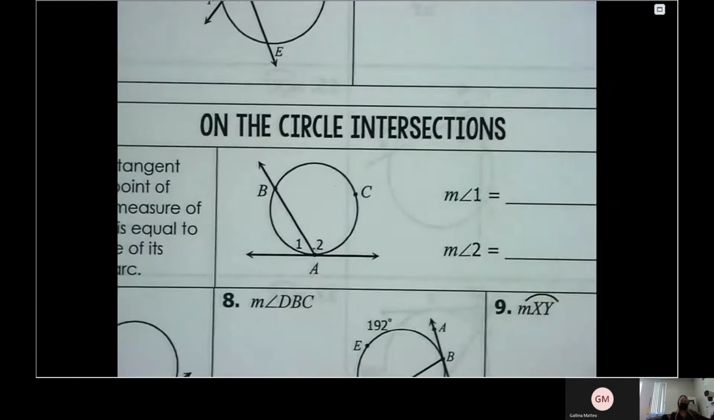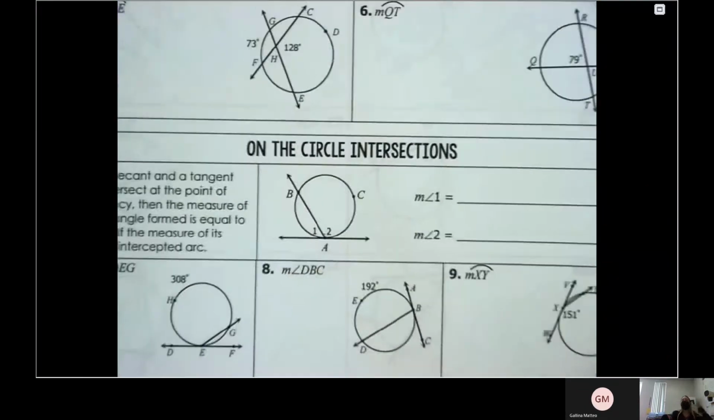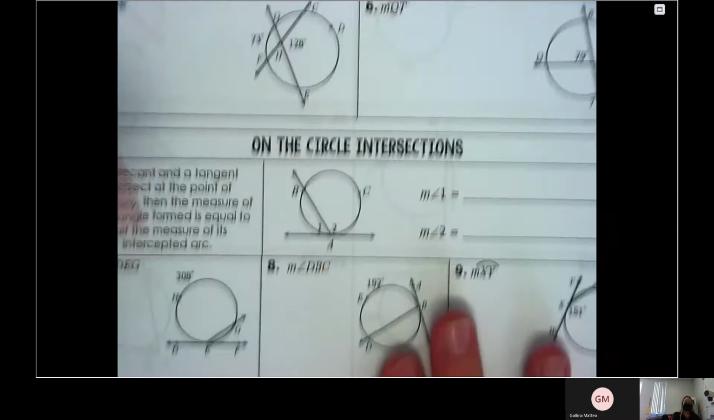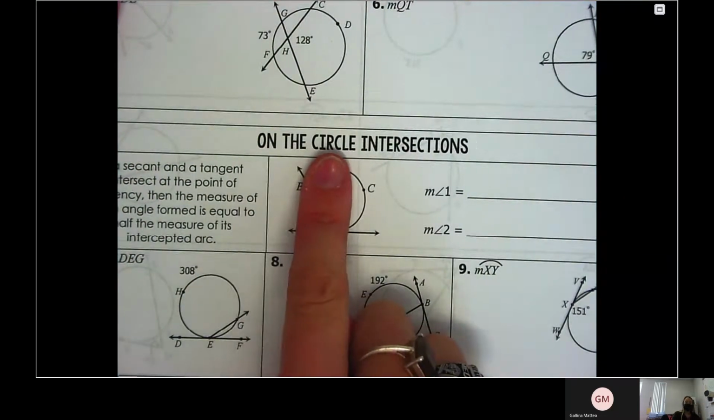All right, I'm going to skip 5 and 6 for the moment. We'll come back to them. Next one is on the circle intersections. So we just did interior intersections on the inside. Now we're doing intersections on the circle.